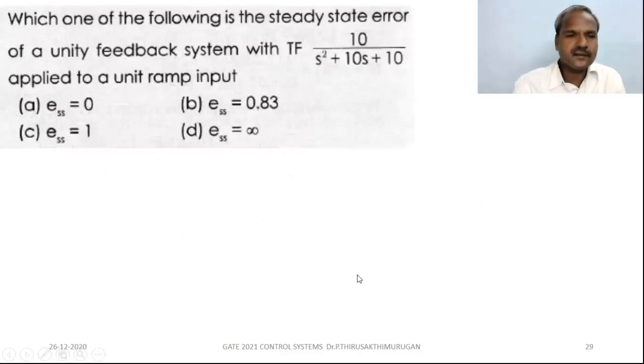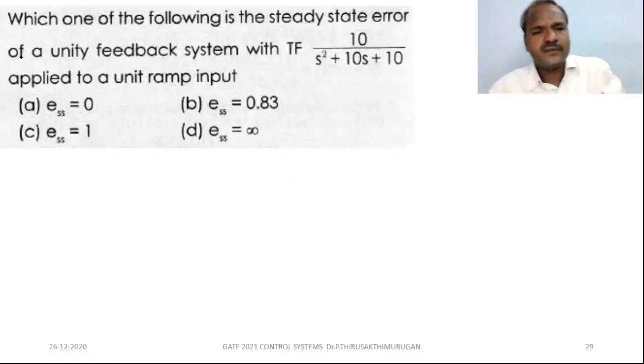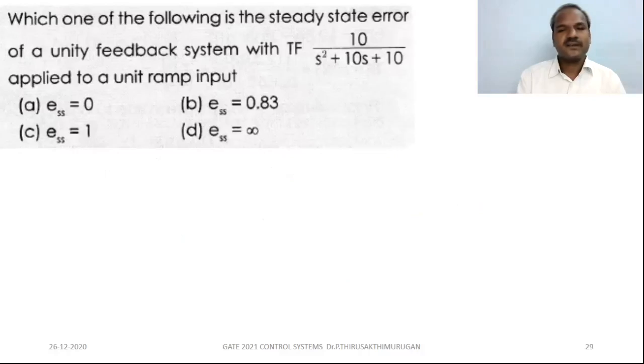So the next problem is, which one of the following is the steady state error of a unity feedback system with the transfer function 10 by s square plus 10s plus 10 applied to a unit ramp input? Which one of the following states the steady state error for this unity feedback system?